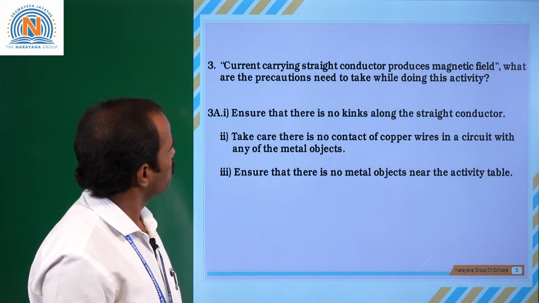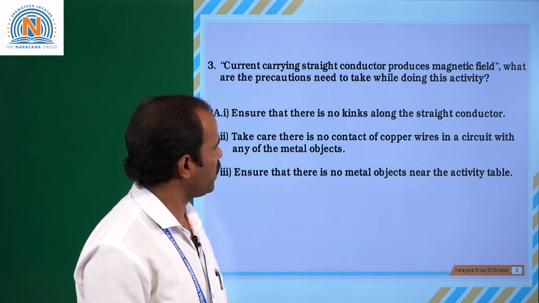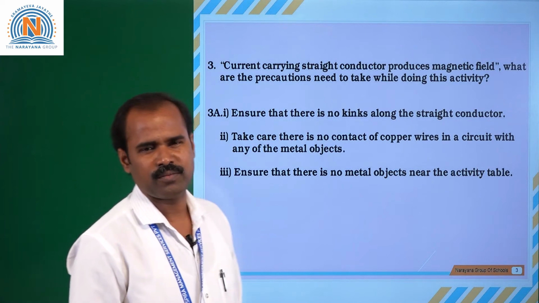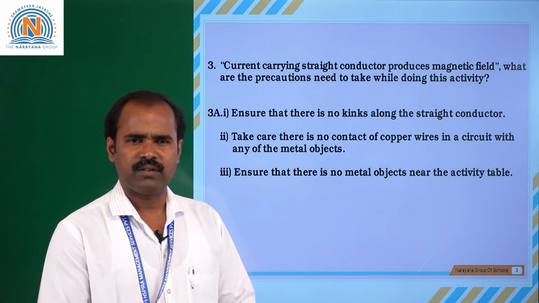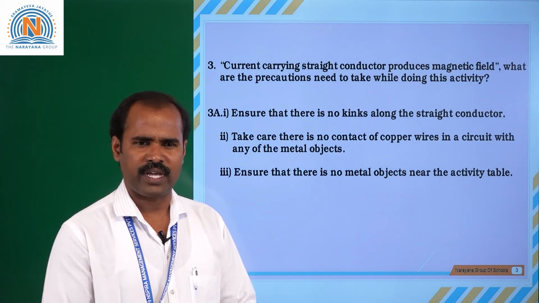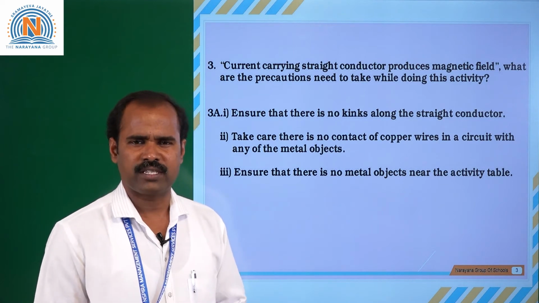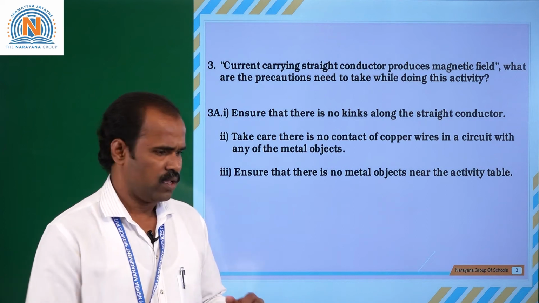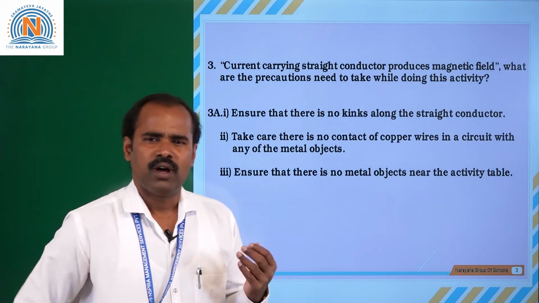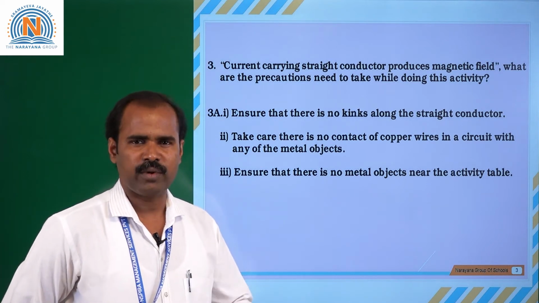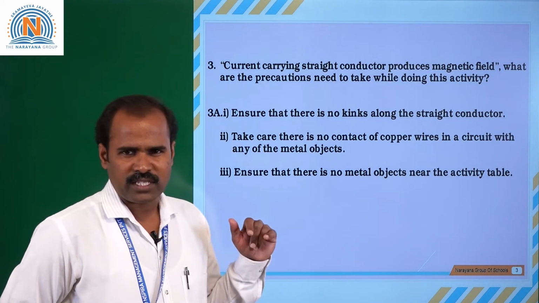Current carrying straight conductor produces magnetic field. What are the precautions to be taken while doing this activity? Yes, while doing magnetic field and electricity activities, you need to check whether magnetic materials such as iron objects are around the activity table, and ensure that there are no such magnetic materials surrounding the table. That is one precaution. Next one is the wires.